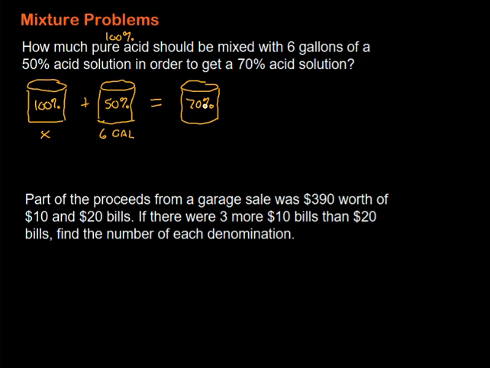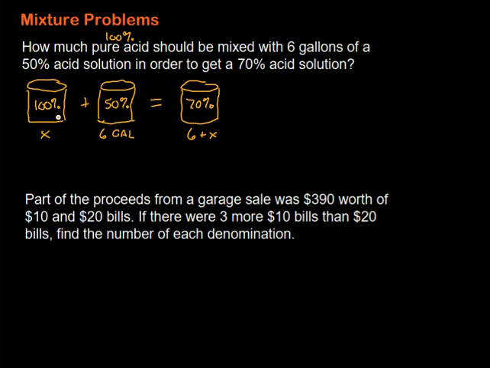Now, the 70% solution is going to be made up of the 6 gallons plus whatever is added right here, that x gallons. So the total gallons of our final 70% solution is going to be 6 plus x. Might be a total of 10 gallons or 40 gallons. Who knows how much we're going to end up with.